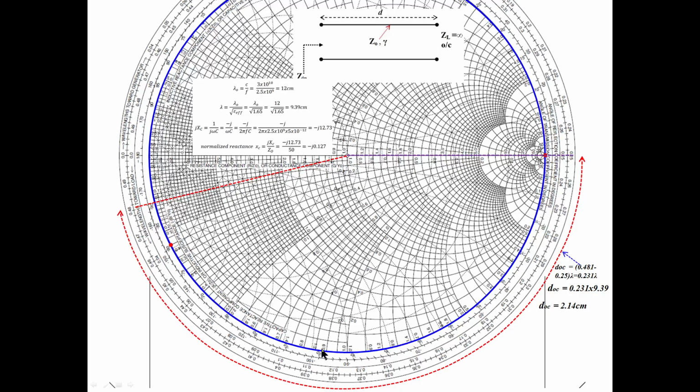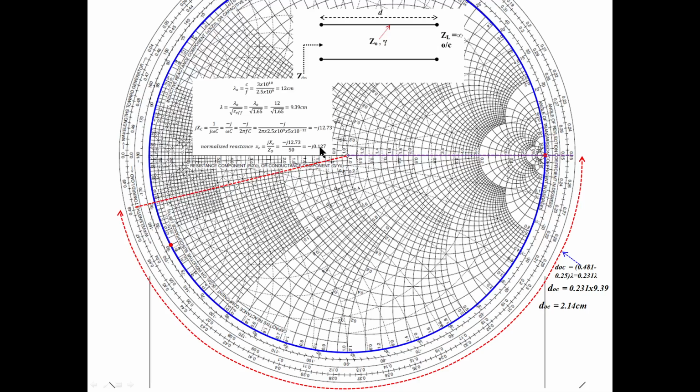I moved here. What is the value here? 0.8. This is a reactance circle. Read the value. This is 0.7, this is 0.6, 0.5, 0.4, 0.3, this is the 0.2 circle, and 0.1 is here. The 0.1 reactance circle is this.